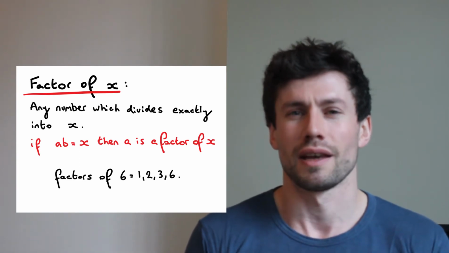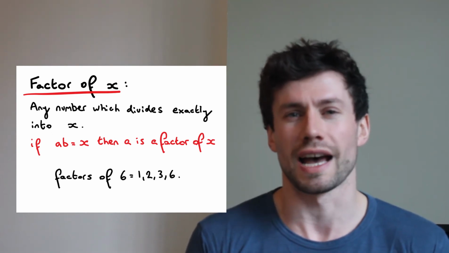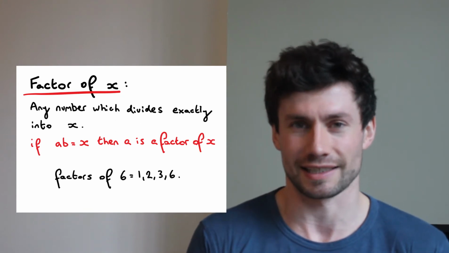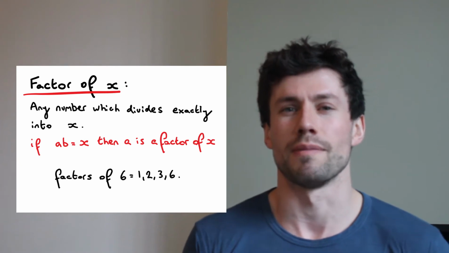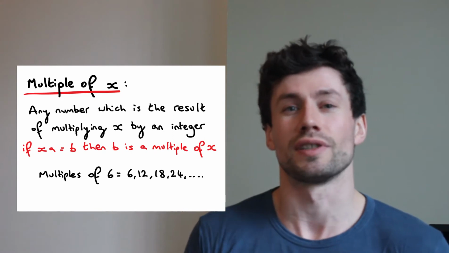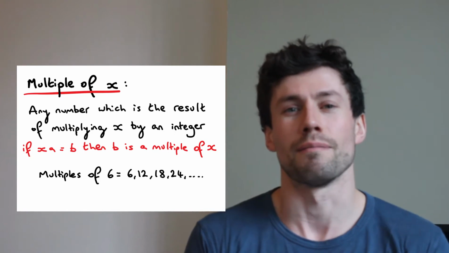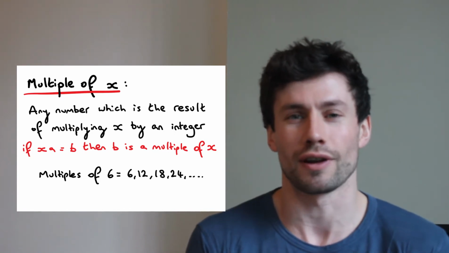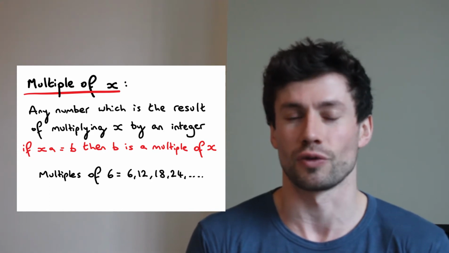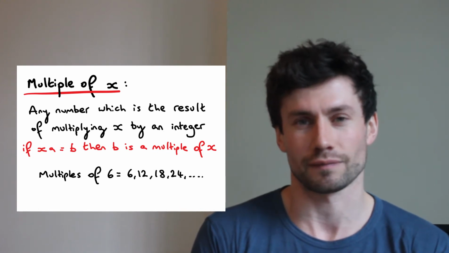Let's give an example. The factors of 6 are 2 and 3, but they're also 1 and 6 because both of those numbers divide perfectly into 6. We contrast this with multiple. The multiple of a number x is any number which is the result of multiplying x with a third number. Therefore, multiples tend to be greater than or equal to x. For example, the multiples of 6 are 12, 18, 24 and so on, but also 6 itself.